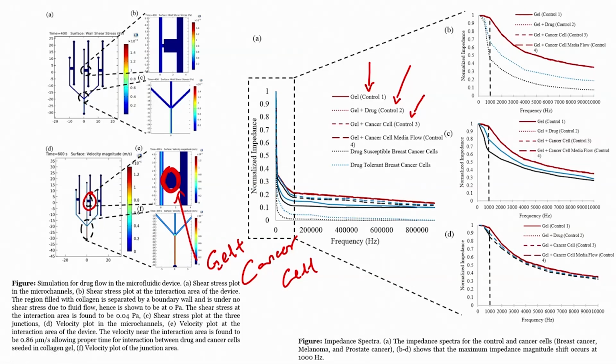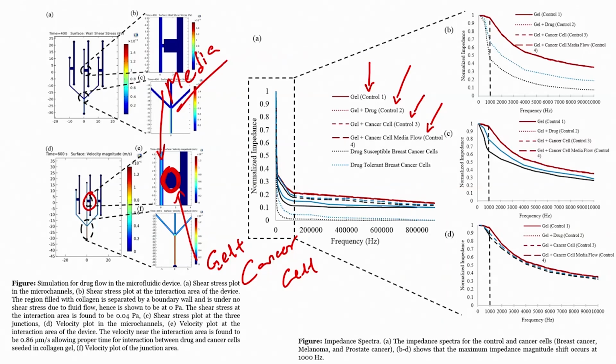Now, fourth control; we have used 4 controls, I am sorry, not 3. The fourth control would be gel plus cancer cell and media flow. So now we are flowing just media, no drug.